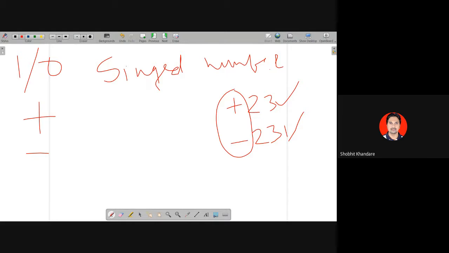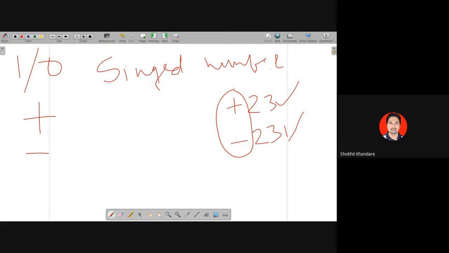Binary numbers are in ones and zeros. So the question is, how do you represent your binary numbers? How do you show the positive and negative number? To show this positive and negative number, we have to look at what you have written.